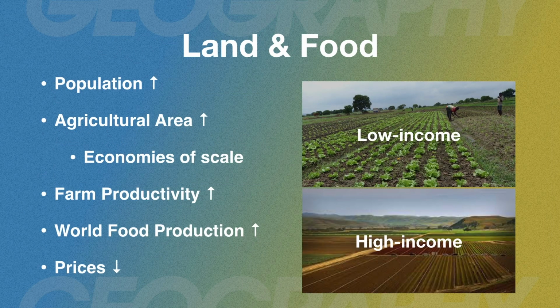Some trends in food production. As our population is increasing, the amount of land we're dedicating to food production is going up. This is enabling things like economies of scale, where we're able to grow enough that we're able to make food more affordable. We're increasing farm productivity.